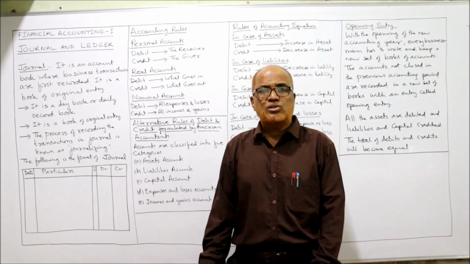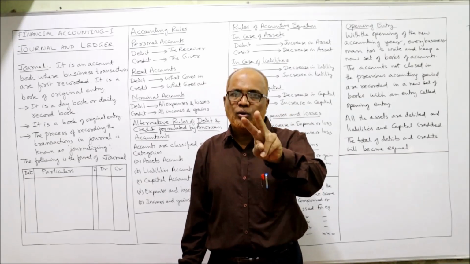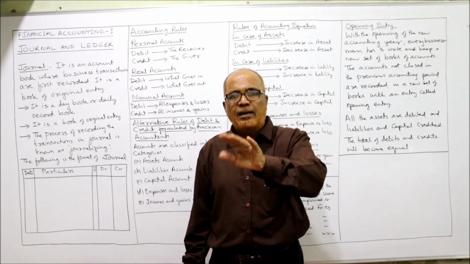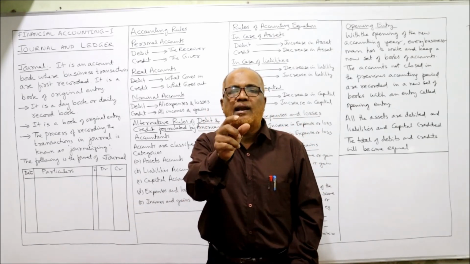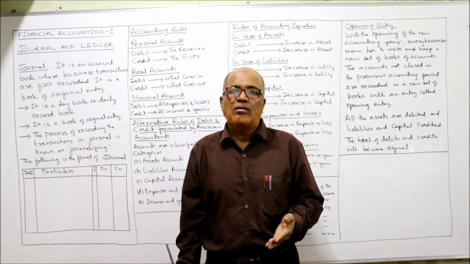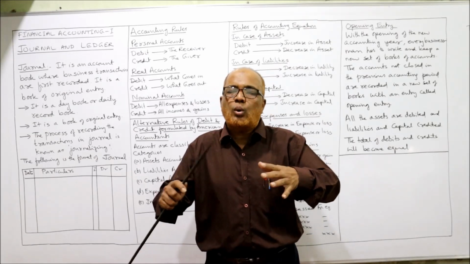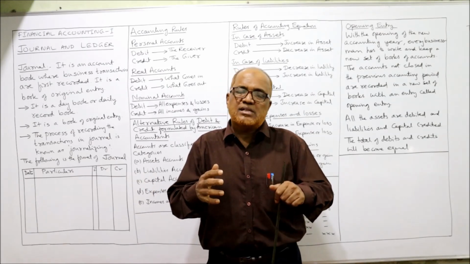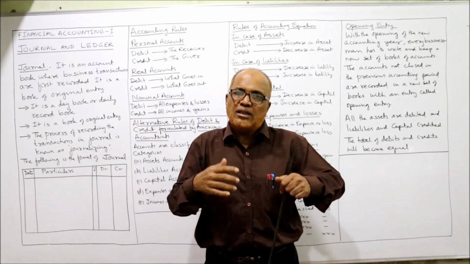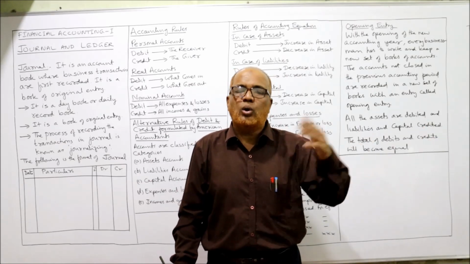Now, classification of accounts. First of all, we divide accounts into two categories, personal and impersonal. Personal accounts are related to persons. The persons may be natural persons or artificial persons. For example, a business will have dealings with many persons. The business will sell goods to a person, purchase goods from a person, take a loan from a person, and repay a loan to a person.